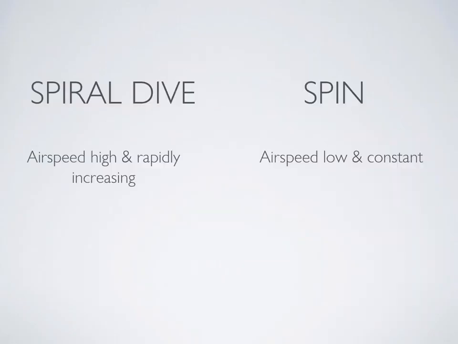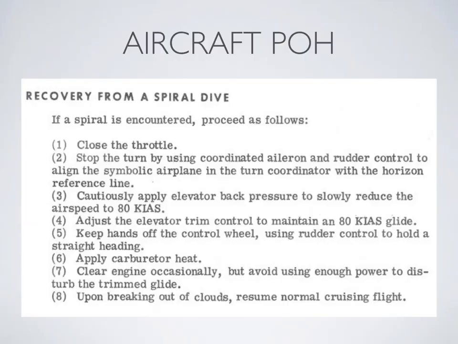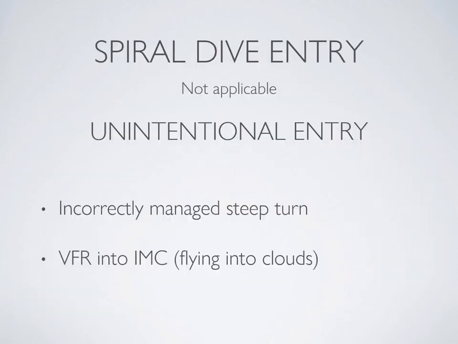Because the two can seem similar at first, just remember this. For a spin to occur, one or both of the wings must be stalled. Therefore, airspeed must be low and constant. In a spiral dive, the aircraft is rapidly picking up too much speed too quickly, thus airspeed will be high and increasing. Review the instructions for how to recover from a spiral dive in your POH and use it as a supplement for the training provided in this lesson.